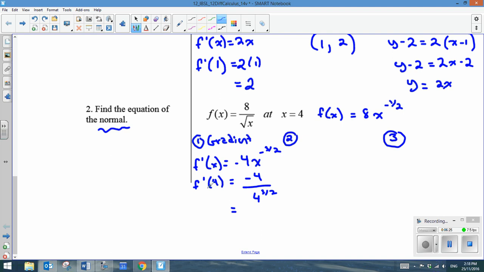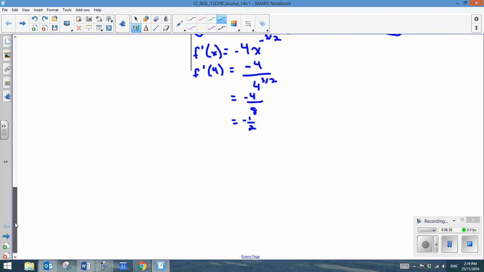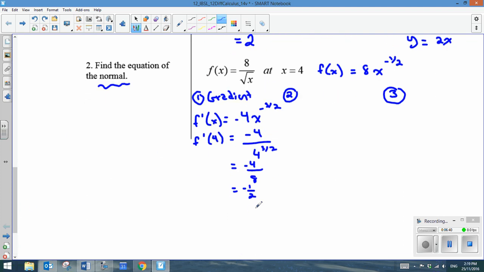All right, so my derivative at 4 would be negative 4 divided by, the square root of 4 is 2, 2 cubed is 8, so I wind up with negative 1/2. However, the directions are asking you to find the equation of the normal line. So remember, the normal line means that my gradient is actually going to be the opposite reciprocal, so I'll wind up with positive 2 as my gradient. If I just kept negative 1/2, I'd be finding the equation of the tangent line, but I want the normal line. So now I'm going to take the opposite reciprocal gradient.